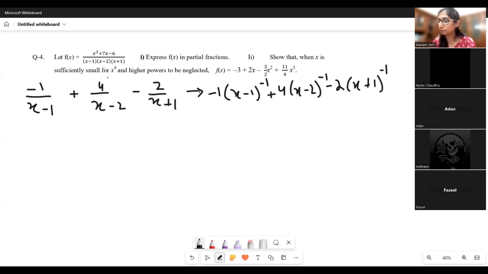x minus 1, minus 1, x minus 2, minus 2, x plus 1, minus 1, that's minus 2, therefore there are minus 1. Yes, okay. So I am going to expand x minus 1 power minus 1 first. Do that. x minus 1 power minus 1.